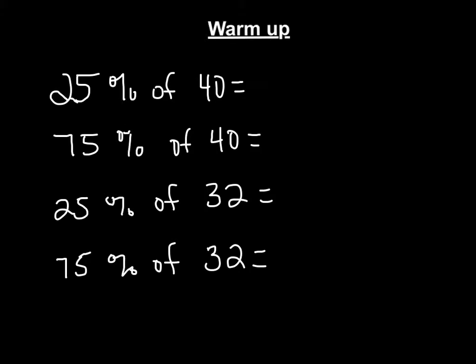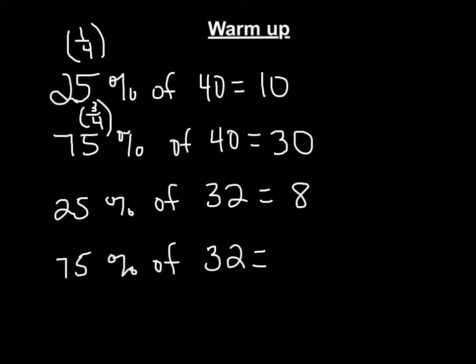We know that 25% is the same as the fraction 1/4, and 75% is the same as the fraction 3/4, if that helps us. So now 25% of 40 equals 10, 75% of 40 equals 30, 25% of 32 equals 8, and 75% of 32 equals 24. Go ahead and erase your board and put it to the side now.